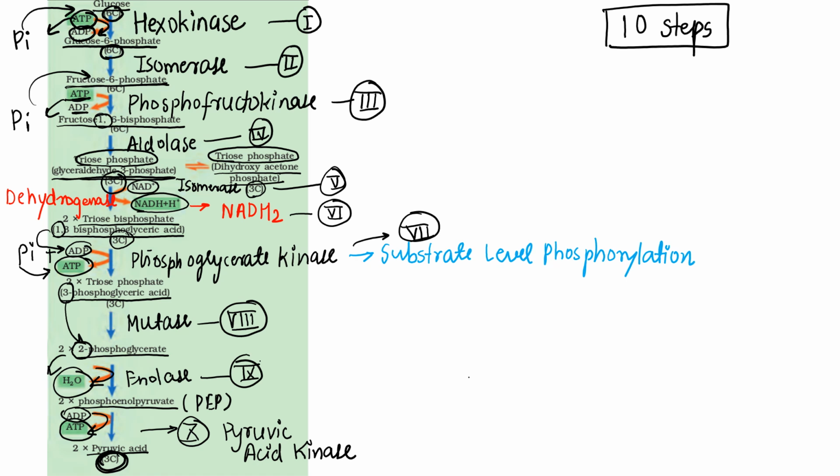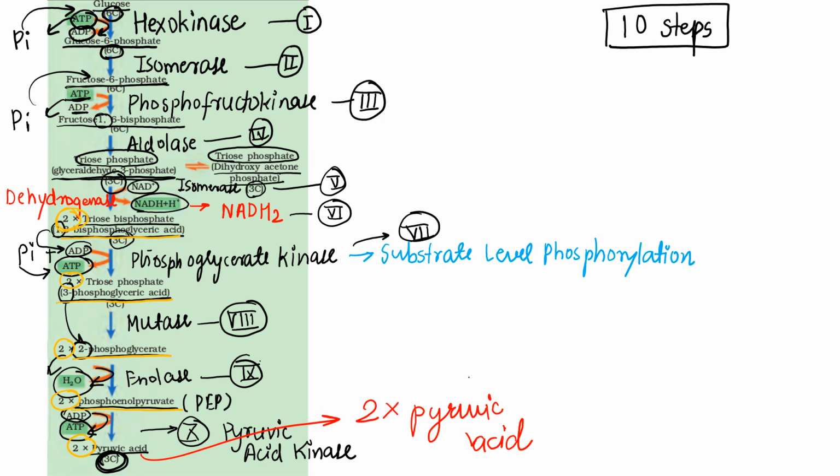Now from the 6th step you can see these compounds, before that this 2 into is written. This means all the compounds are present in 2 molecules. So 1,3-bisphosphoglyceric acid, it's 2 compounds. 2 compounds of 3-phosphoglyceric acid, 2 compounds of phosphoglycerate, 2 compounds of phosphoenol pyruvate. So at the end also 2 molecules of pyruvic acid are formed. So this was glycolysis or EMP pathway.